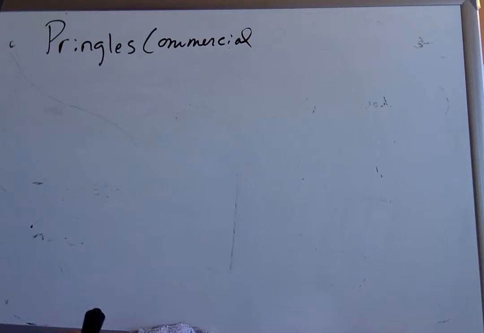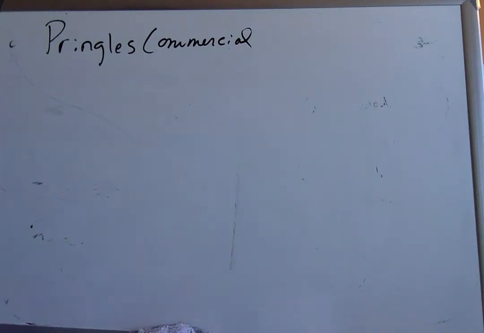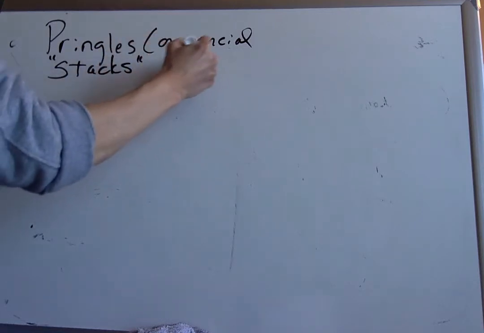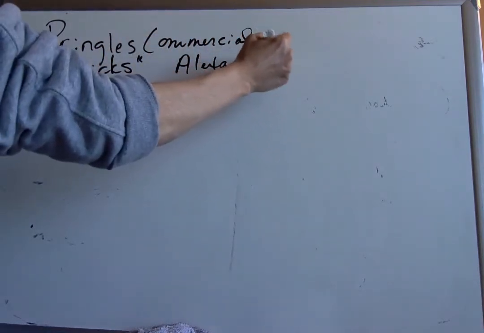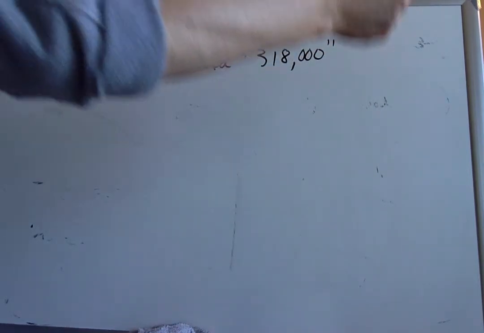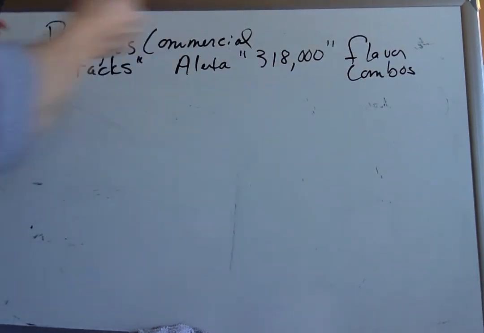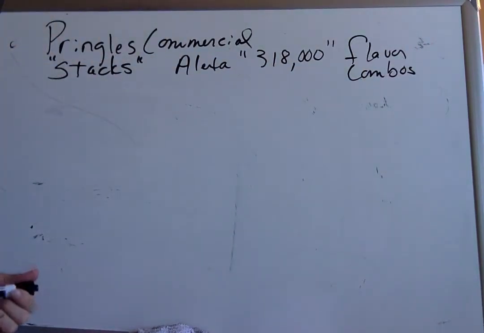But at the very end, in the background, Alexa, the little technology thing, says something like, oh, there's 318,000 flavor combos. So they were talking about stacks. And then Alexa in the background at the very end says something about 318,000 flavor combos. So I remember I immediately turned to my daughter. I'm like, I wonder if anybody ran the math or if they just made up a number.